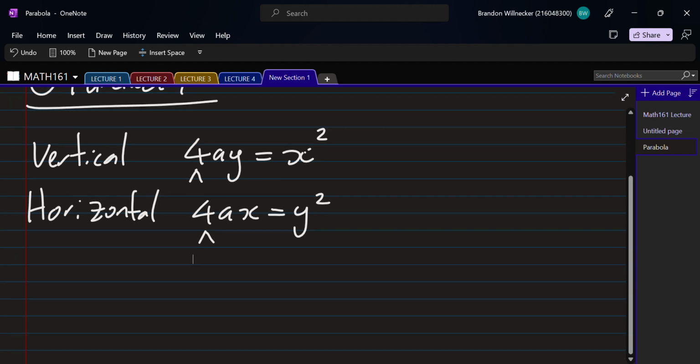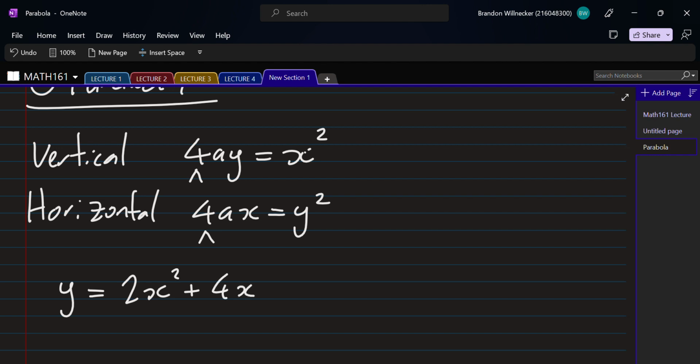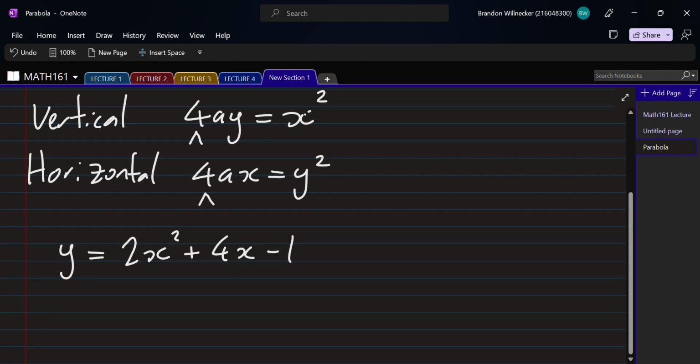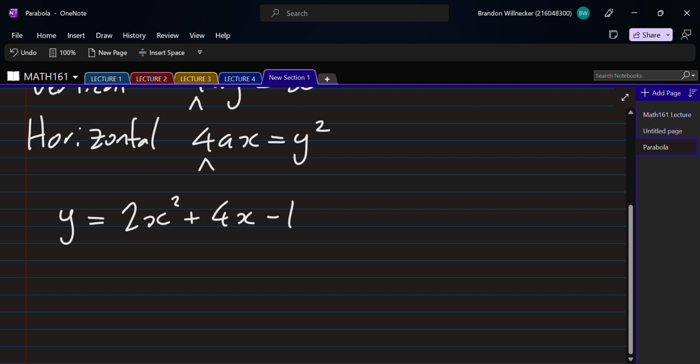Okay, so let's have a look at an example. We have y is equal to 2x squared plus 4x minus 1. Okay, this isn't in standard form. This is just a trinomial, which is quadratic. We want it in this form of either vertical or horizontal. Since we have a value of y just by itself, and we've got an x squared, we know it's going to be vertical, but we can't see immediately what the value of a is. So we can't find the focus and we can't find the vertex. Let's do a little bit of manipulation to get it into that form.